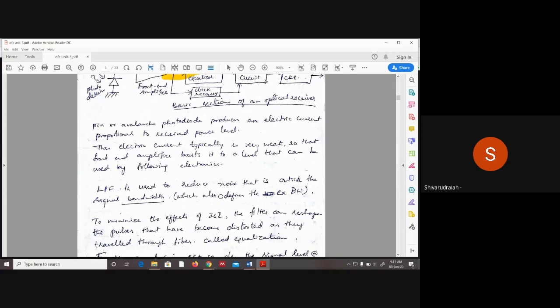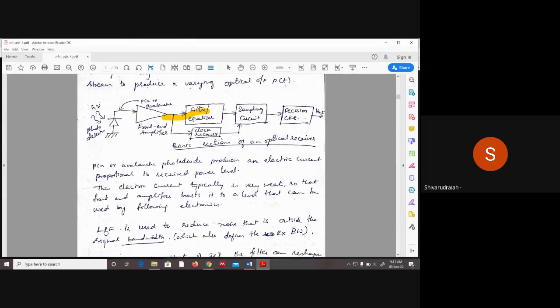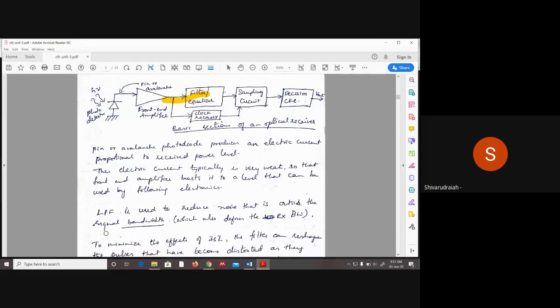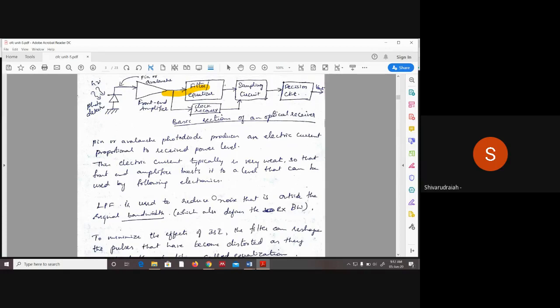Okay. So we have a filter here. Specifically, a low pass filter is used in order to reduce the noise and remove the unwanted signal, so that the noise is outside the signal bandwidth. That is the function of the low pass filter, which is used to reduce the noise whose bandwidth is outside the signal bandwidth. In order to remove the noise which is coming along with the information signal, we are going to use this low pass filter, right?